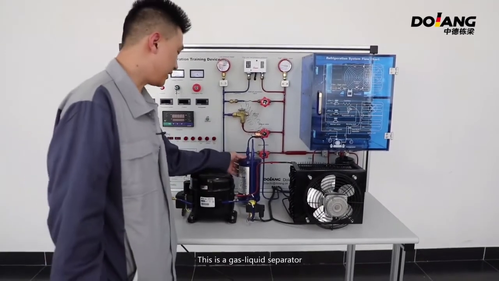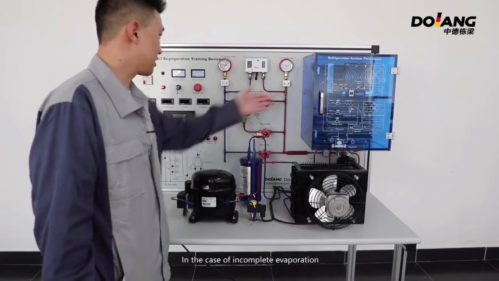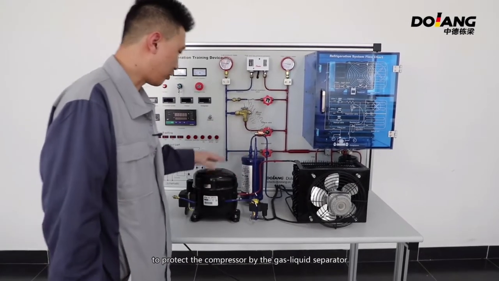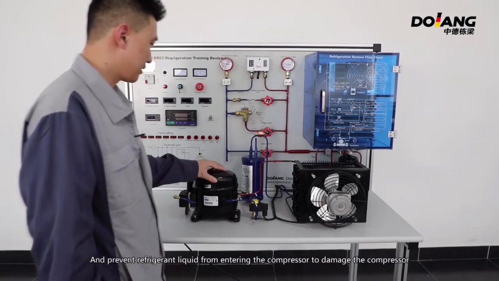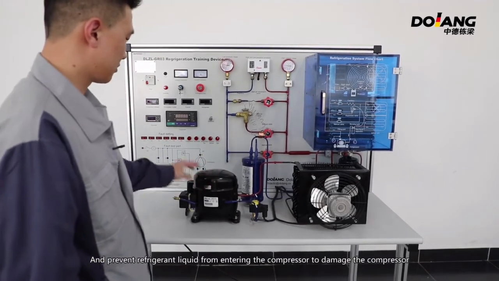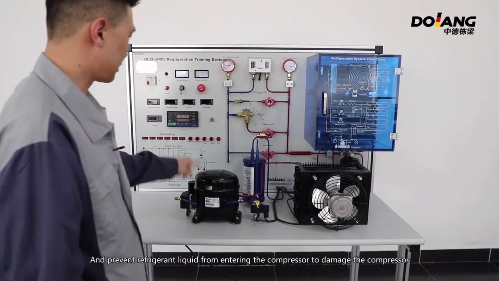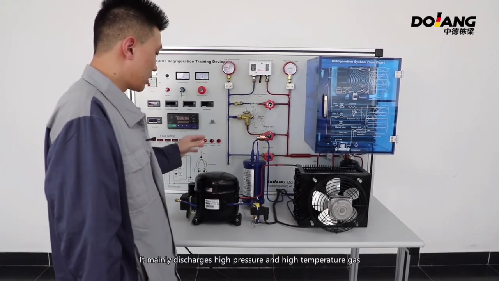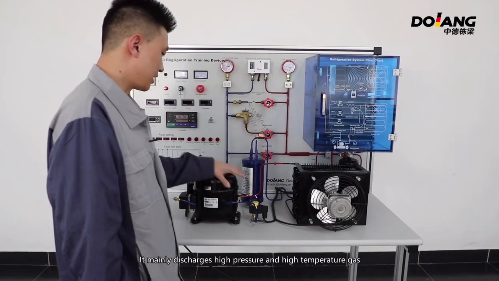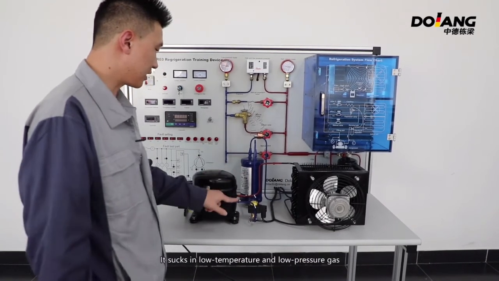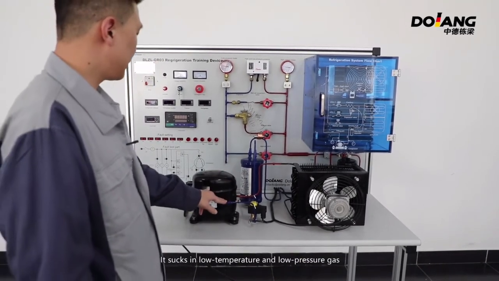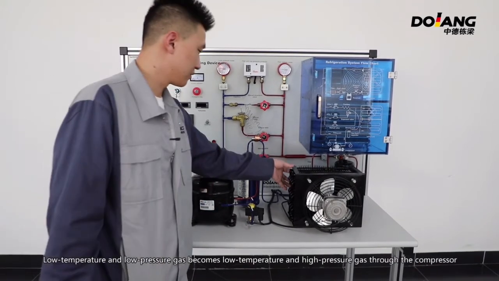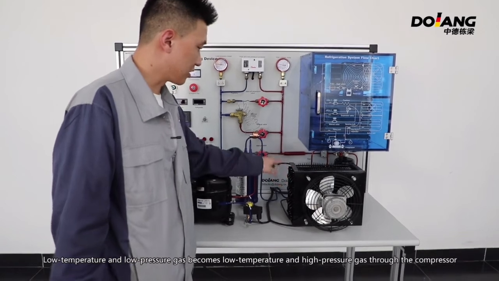This is a gas-liquid separator. Take the evaporator for example. In the case of incomplete evaporation, the gas-liquid separator protects the compressor and prevents refrigerant liquid from entering the compressor and damaging it. It mainly discharges high pressure and high temperature gas. It sucks in low temperature and low pressure gas. Low temperature and low pressure gas becomes high temperature and high pressure gas through the compressor.